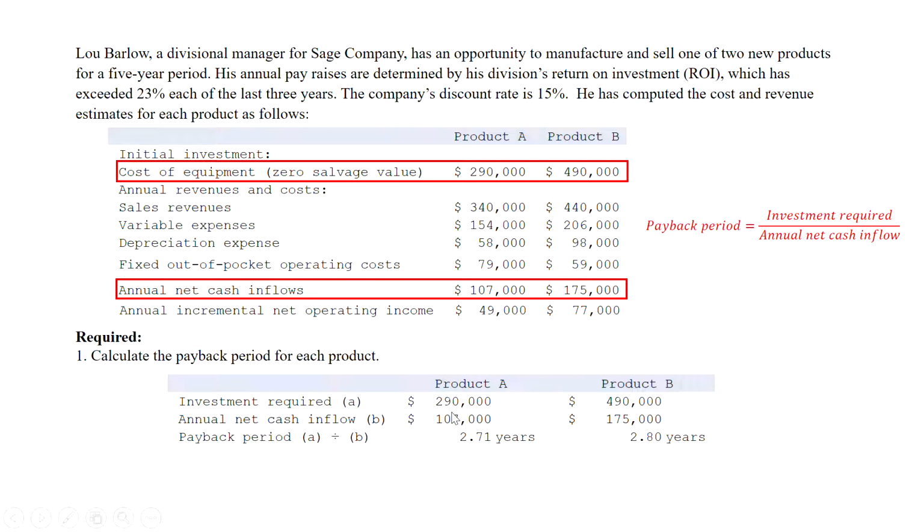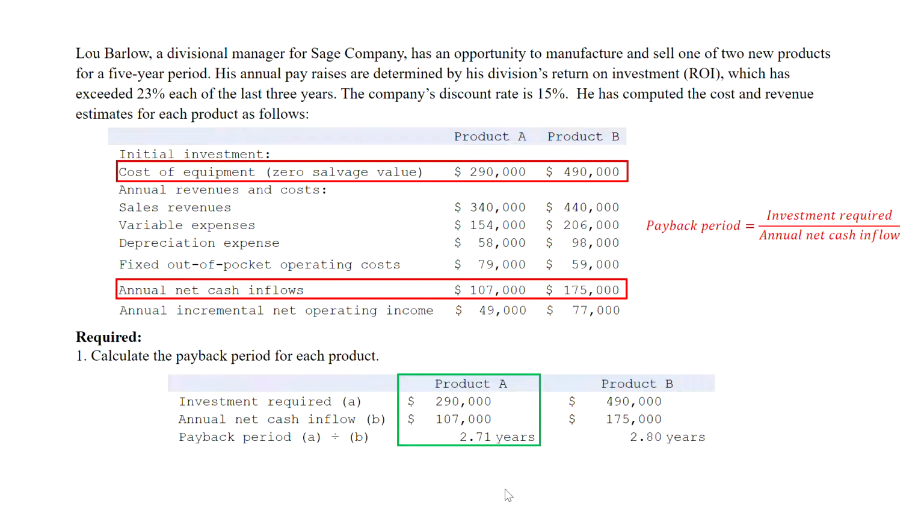For product A, it would be 290,000 investment divided by 107,000 annual net cash inflow. Payback period would be 2.71 years. So it takes about 2.71 years to recoup that 290,000 from the annual net cash inflows that are coming in over those 5 years. For B, again, pause the video, make sure you can come up to 2.8 years. Who's better when I look at them relative to each other? Most companies want their money back faster, recoup their investment dollars faster, so it'd definitely be A.